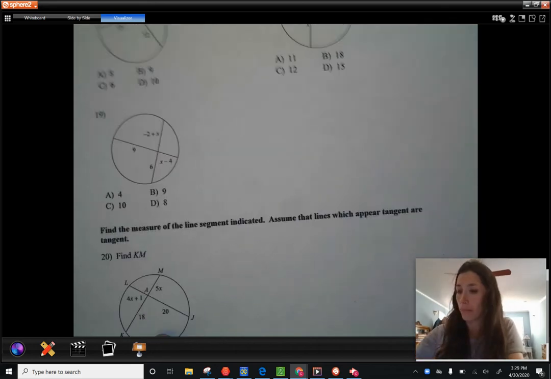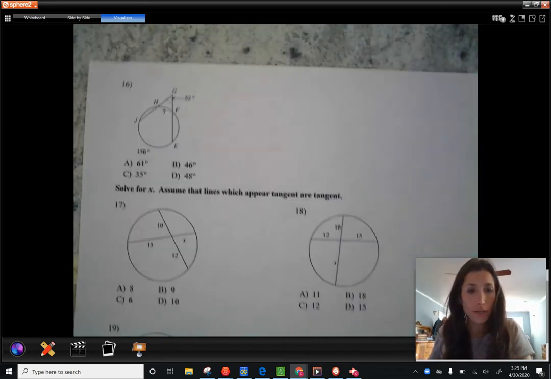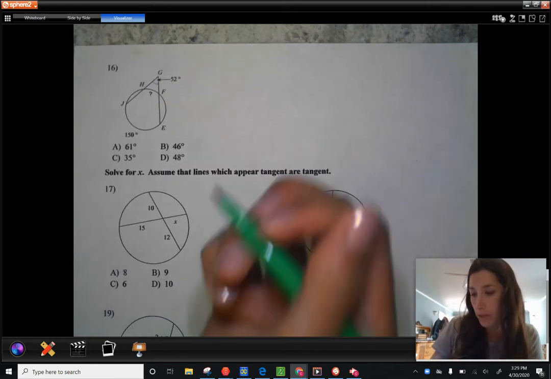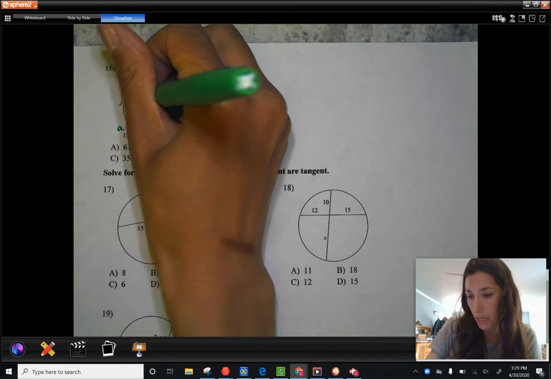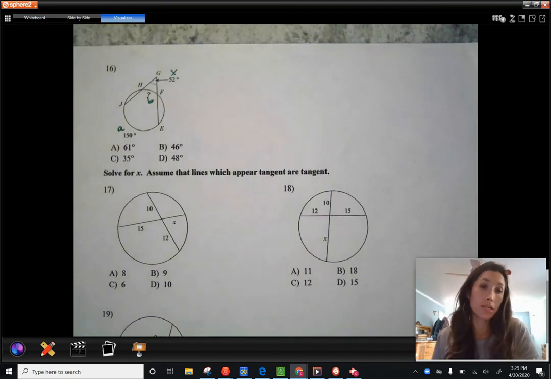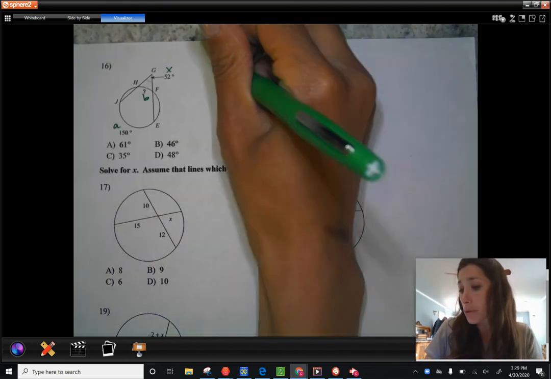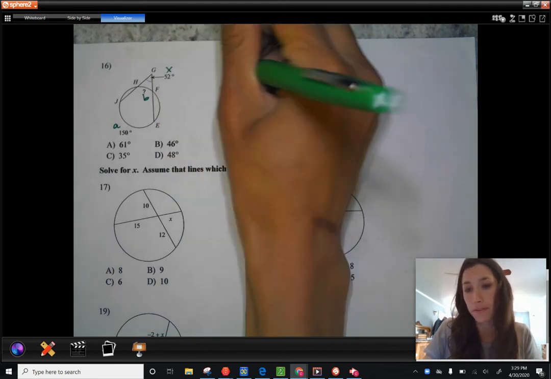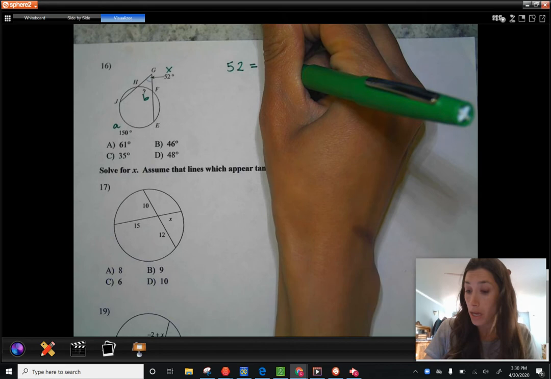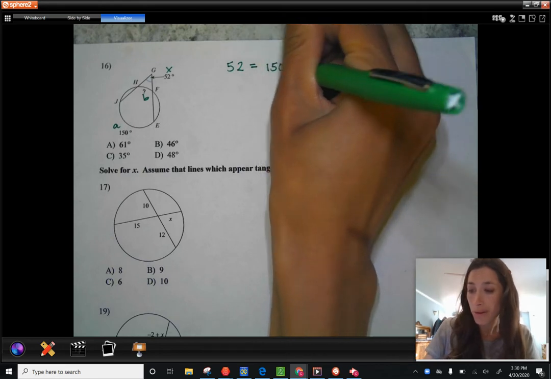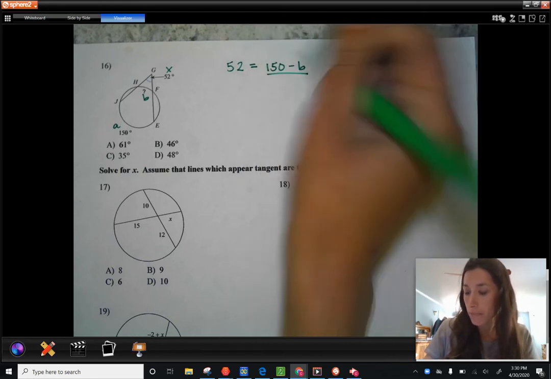Okay, and we're on our last page here. One more angle question before we get into our segments. So this angle is the outside angle. Here's the A and here's the B. So now our variable is just in a different location. So we would say x, or in this case 52, equals A minus B. So A is 150. B we don't know, so I'm just going to leave it as a B, all divided by 2.